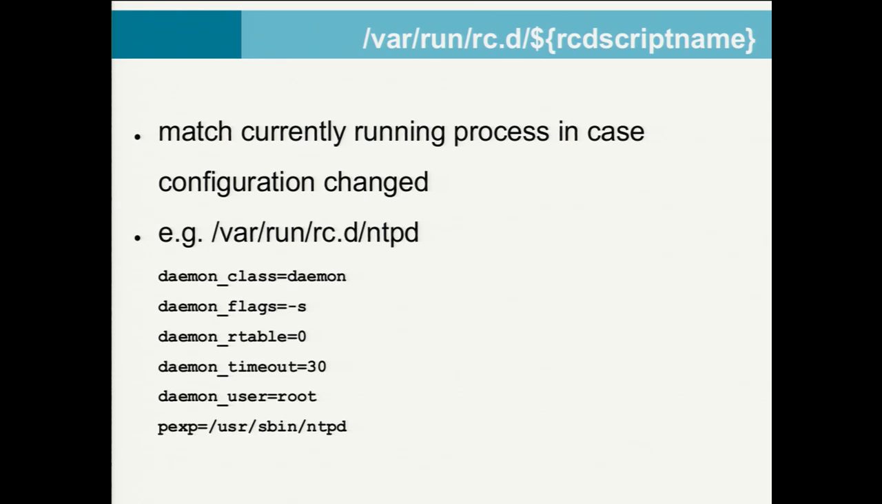Let's say you want to change the flags of your process. You want to start ntpd with -s, for example. So you're going to edit /etc/rc.conf.local and set ntpd_flags=-s. And then you will try to restart ntpd, but of course, rc.d will try to match the process that has a -s in it, when this process, of course, doesn't exist yet. So that's why we're storing all the information about the current state of the daemon running under that directory. It's not great, but.